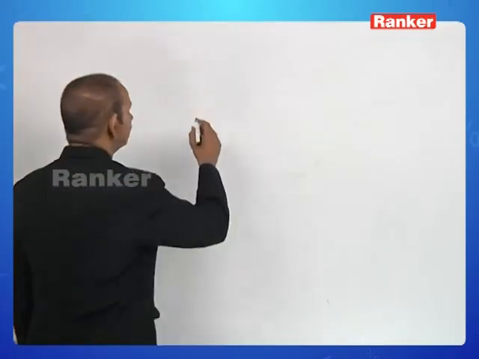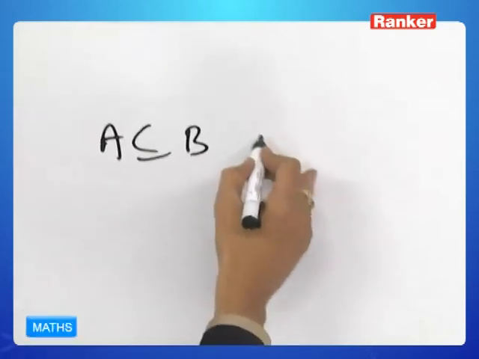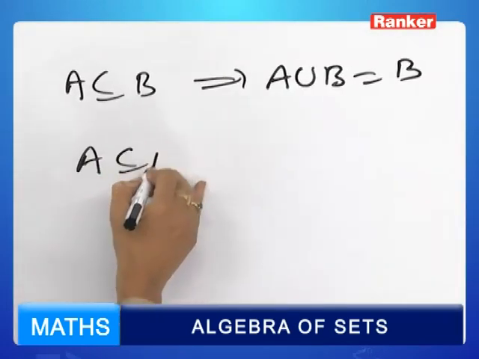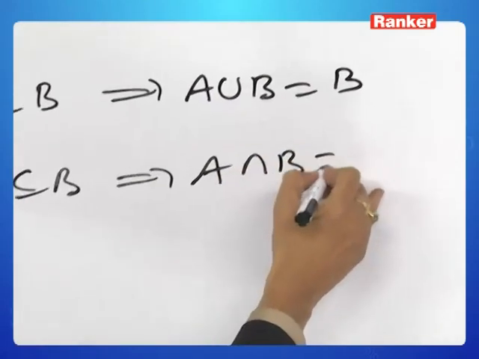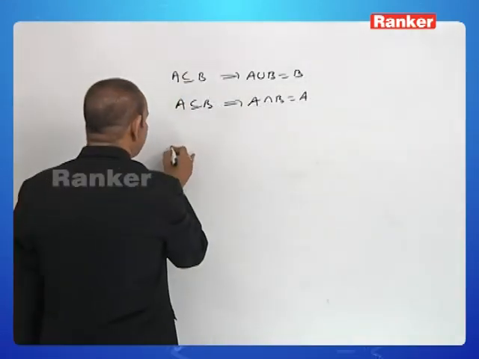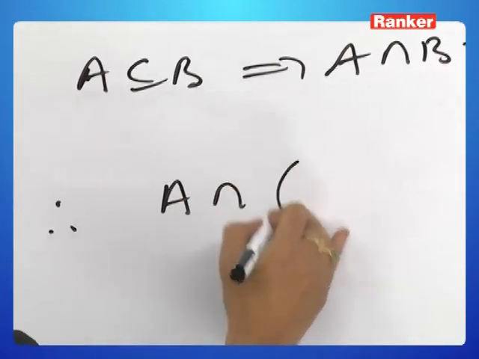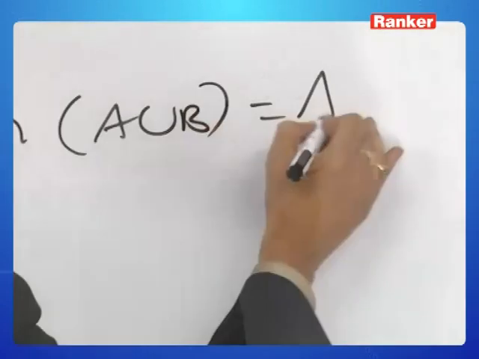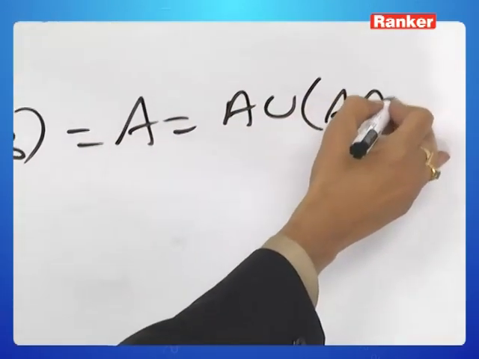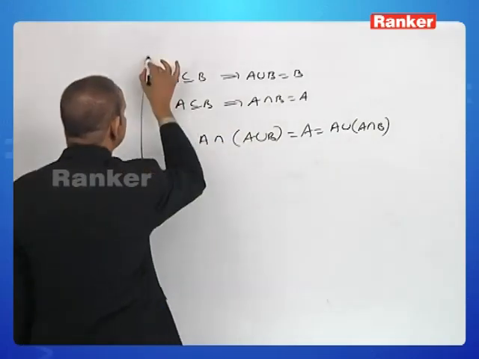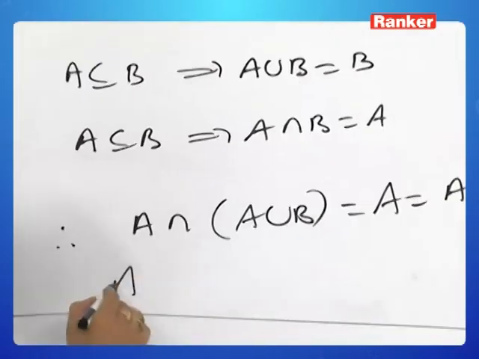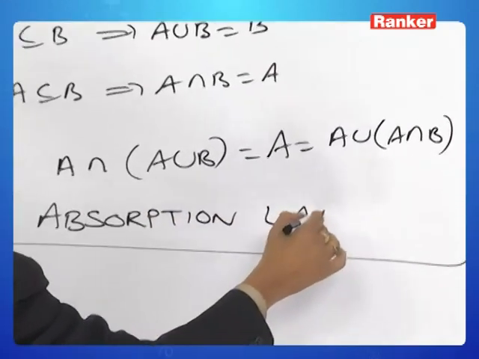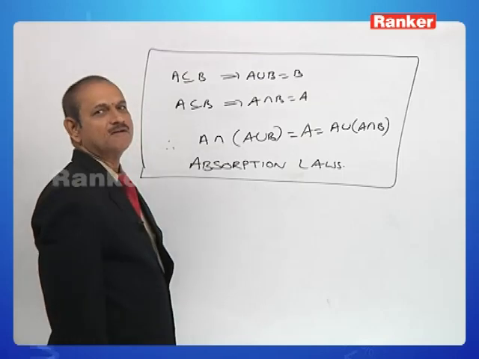The next one, if A is a subset of B, then A union B is equal to B. A intersection B is equal to A. Basing on this, A intersection A union B: A is a subset of A union B, so their intersection is the small set A. Again, A union A intersection B is also A. These three are specially called absorption laws.